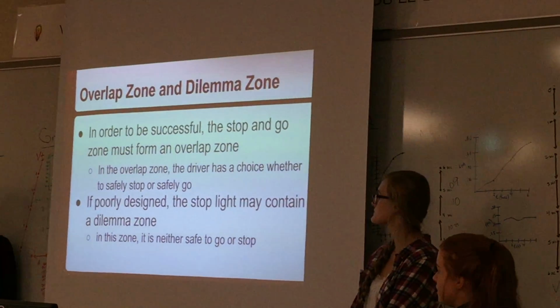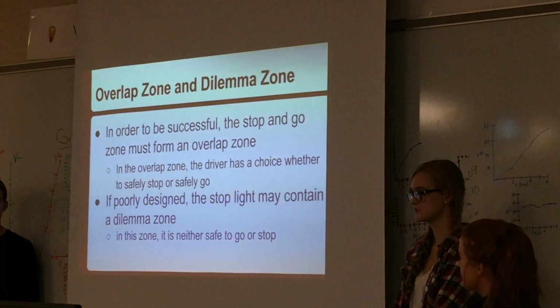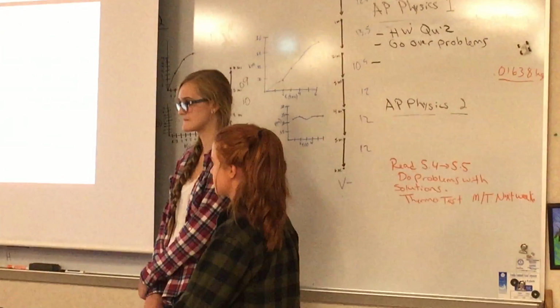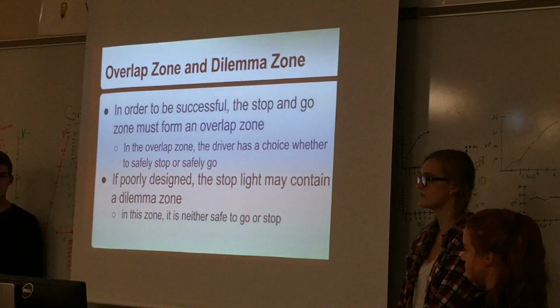In order for a yellow light to be successful, the stop and go zones must overlap. In the overlap zone, the driver has a choice whether to stop or go, and if poorly designed, the stoplight may contain the limit zone.